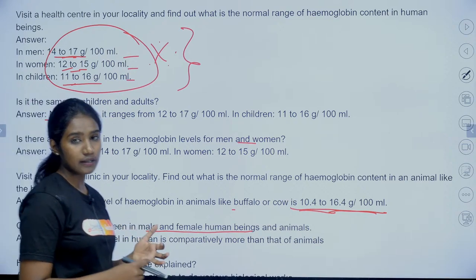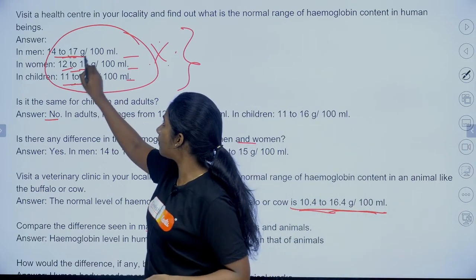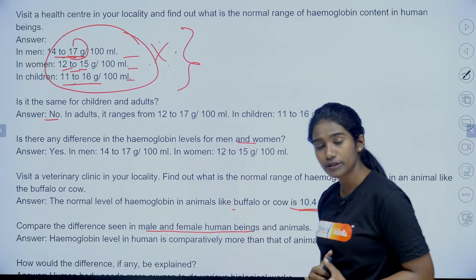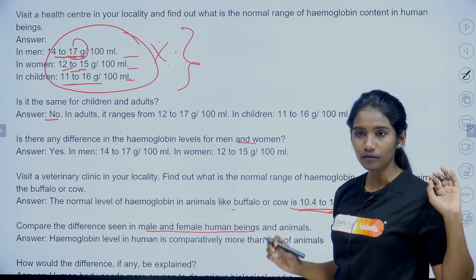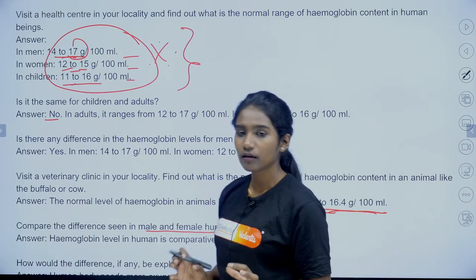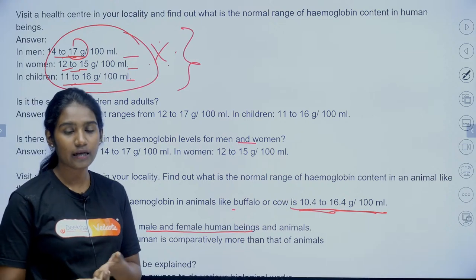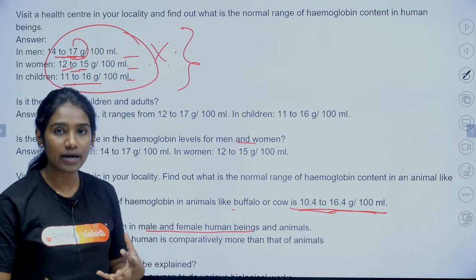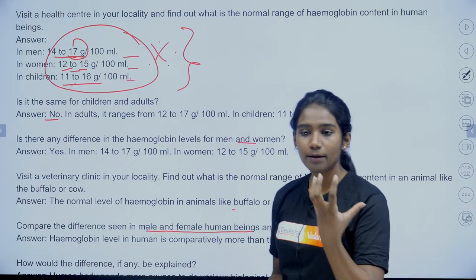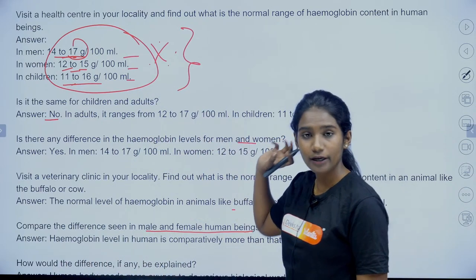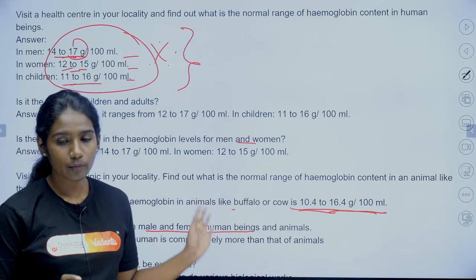So, it is not the same. Usually, what did you notice? In human beings, it can go up to 17 grams, which means that human beings have more hemoglobin than animals. See, the concept is simple because we perform more activity, right? And then we require more energy. Because of that, we demand more oxygen, and because of that, the hemoglobin level is high in human beings.